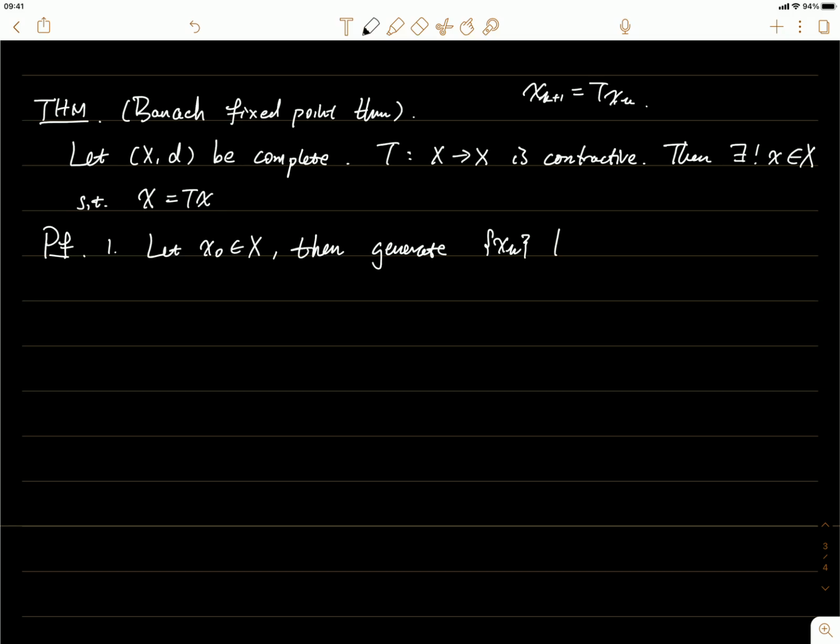Xk by iterating xk plus 1 equals Txk. So we start from the initial guess x0, and then we generate a sequence like this.